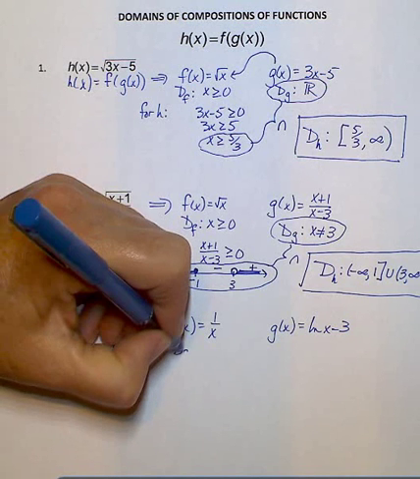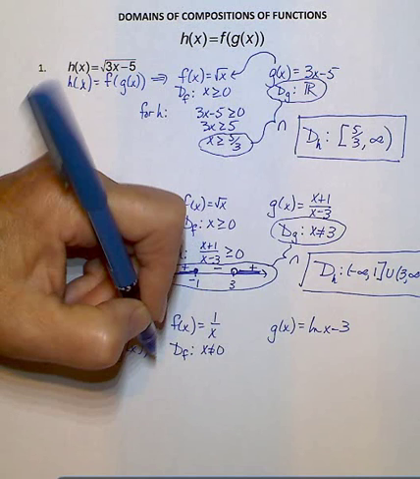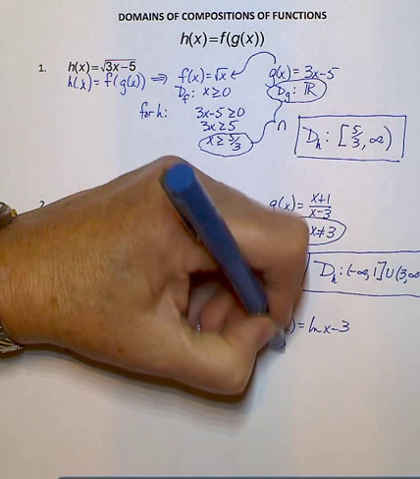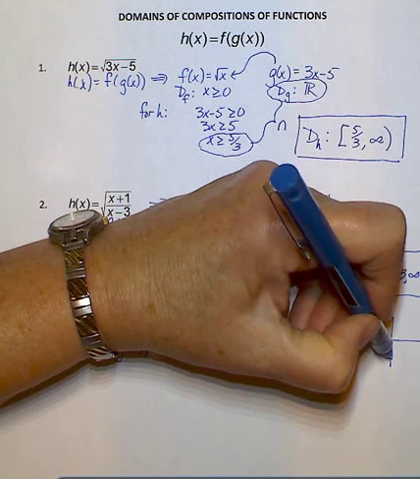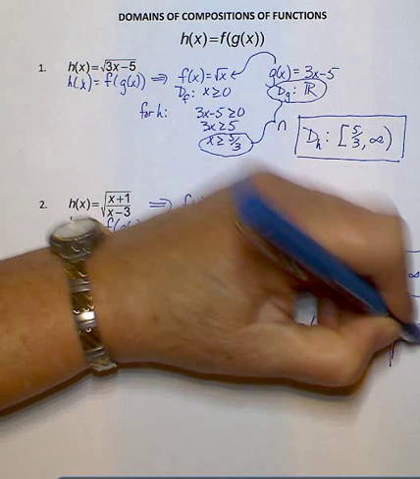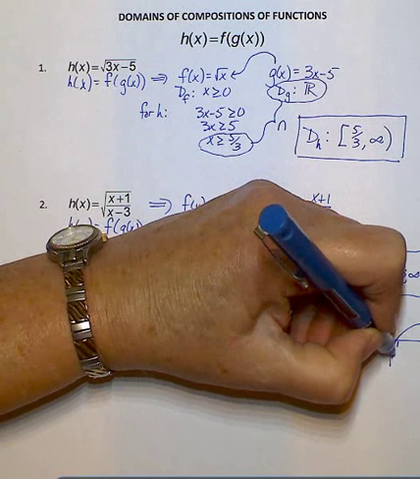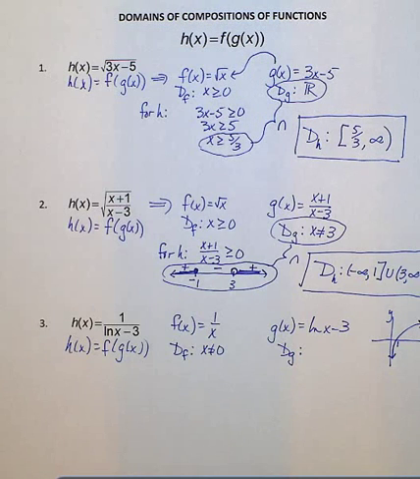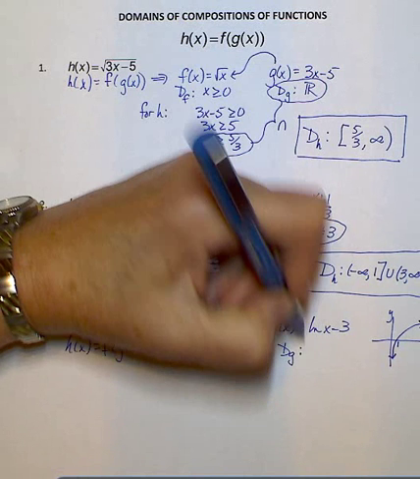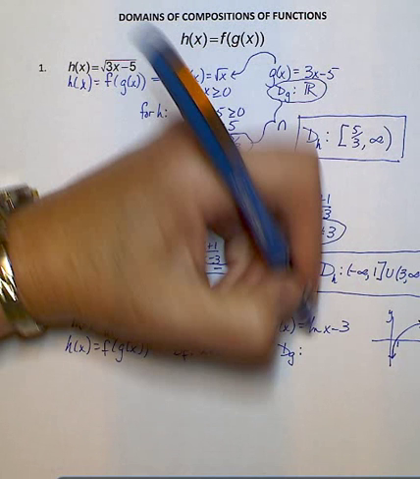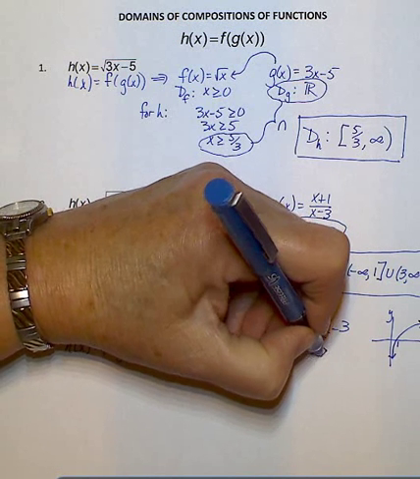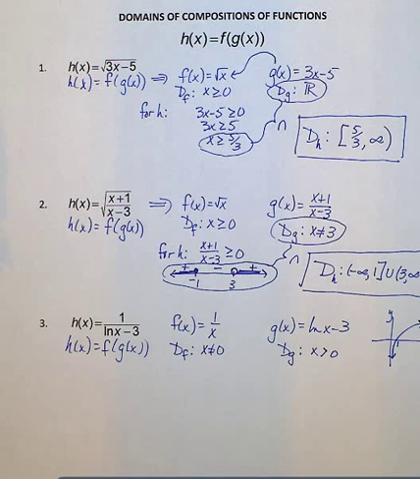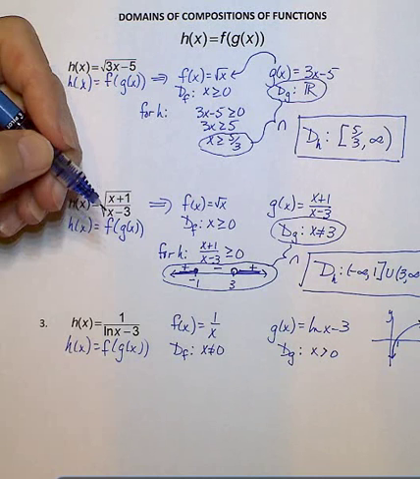Domain of f is all real numbers except 0. Domain of g, if you remember what the ln of x graph looks like, looks sort of like this, hits the x-axis at 1, asymptotic to the y-axis, and we can read off from that that the domain of this ln of x function, and hence of ln of (x-3), is x greater than 0. But that doesn't mean that our final answer for the domain of h is x greater than 0.